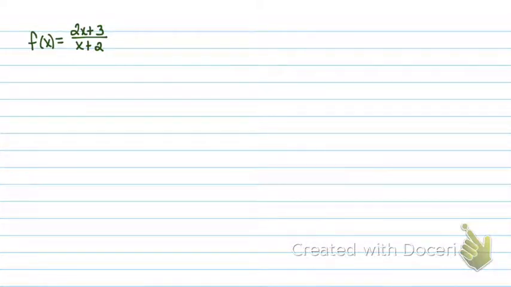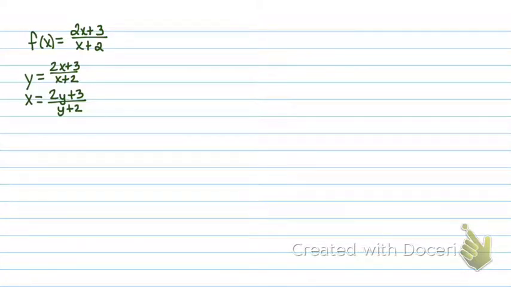First thing we're going to do is switch the f of x to be a y. So we have y equals 2x plus 3 over x plus 2. Then we're going to switch x and y. So we get x equals, now it's 2y plus 3 over y plus 2. So this is where we run into the issue because we got two different y's, and we need to find a way to kind of combine them before we can solve for y.